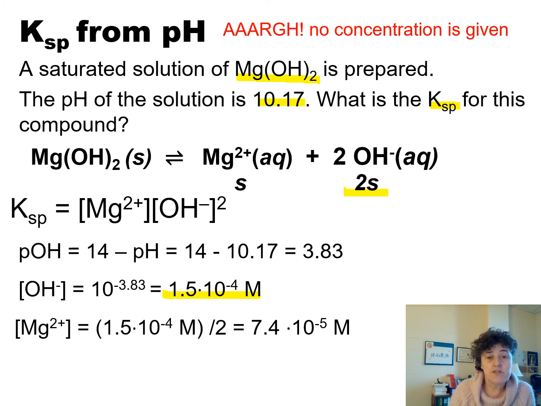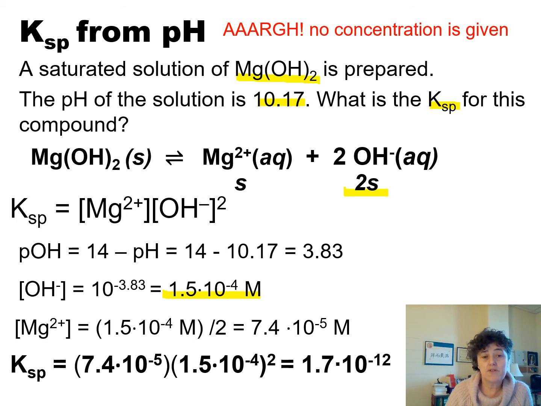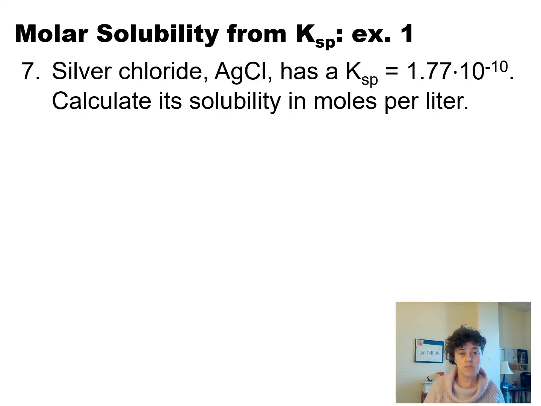So the concentration of magnesium ions is going to be half of that, because they are in a ratio of 1 to 2. So now you have both numbers to enter into the equation for the Ksp, and you can calculate the Ksp. Let's see now a different kind of problem.